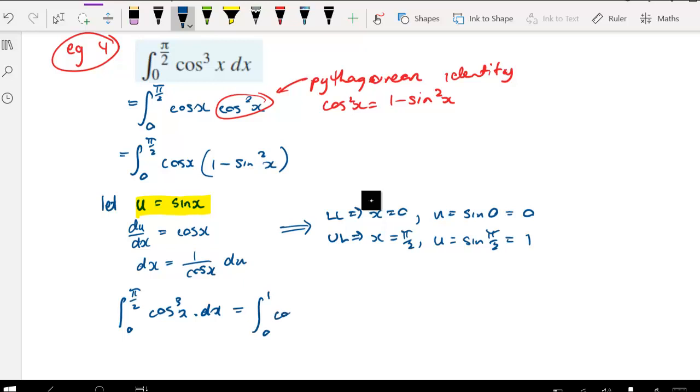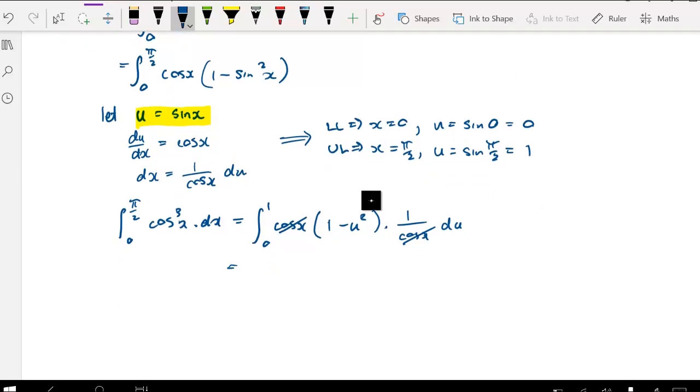cos x and 1 take u squared. dx is now 1 on cos x du, so we've got a cancellation there, and we're looking at the integral between 1 and 0 of 1 take u squared du.